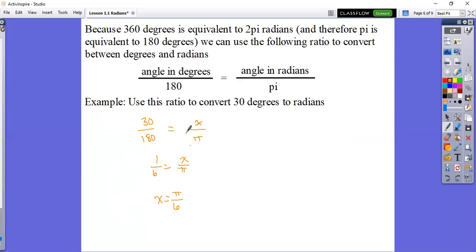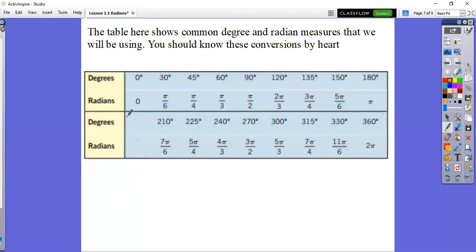So we just converted 30 degrees to radians. There are a few degree measures that you should know, being able to convert between degrees and radians by heart. In no way do I expect you to do this immediately, but by the end of this unit, you definitely need to be able to go back and forth between these different measurements. And if you look at all these measurements here, it actually makes sense the way they convert, right?